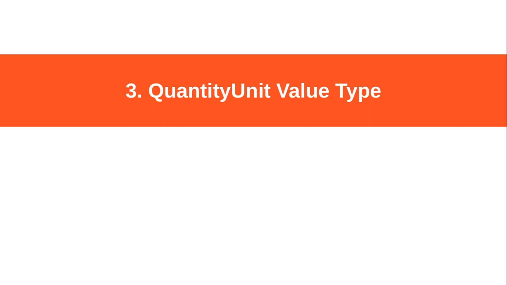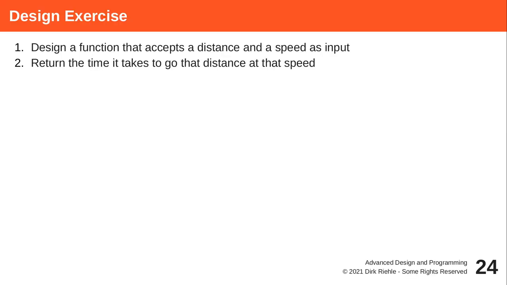So let's turn to some interesting examples. First one is quantity and unit. You have a lot of situations where there is some quantity and then it has a unit that qualifies the quantity. For example, money is an example. Well, you have a currency, that's the unit, and you have the quantity, that's the amount.